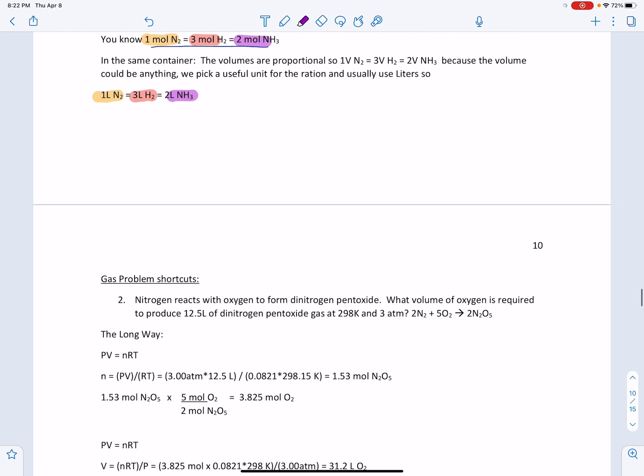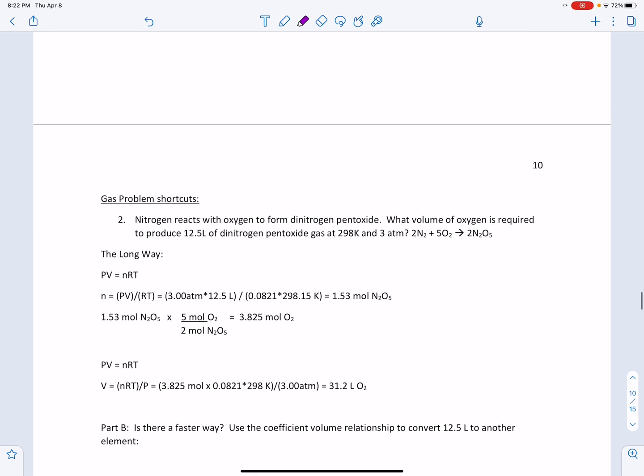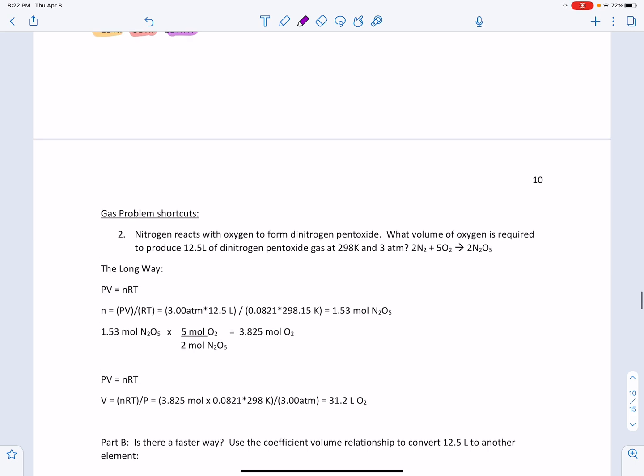So let's see this in action. All right, so here's the long way to solve this problem. Nitrogen reacts with oxygen to form dinitrogen pentoxide. Here's the reaction over here, it's balanced. What volume of oxygen is required to produce this much of it? So we're producing this, and it wants to know how much oxygen is going to be required. Notice that we have a temperature, a pressure, and a volume.